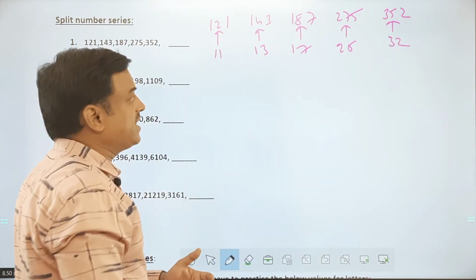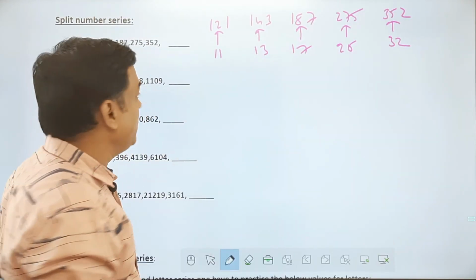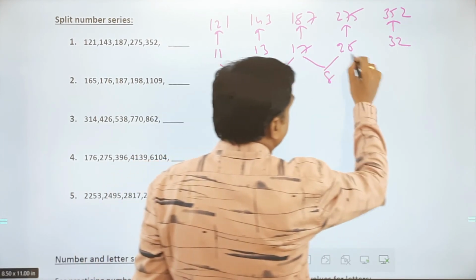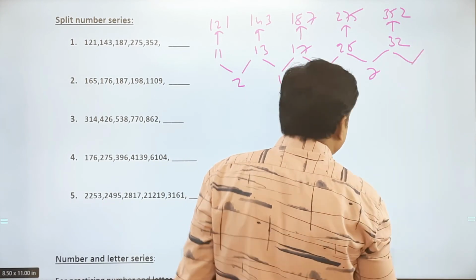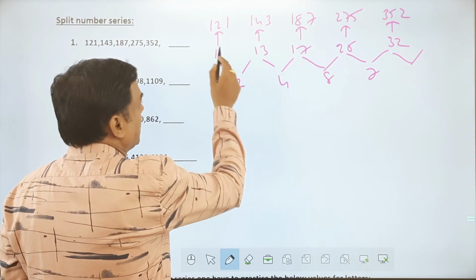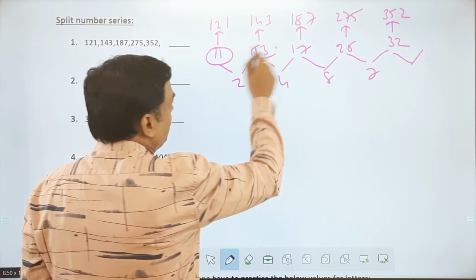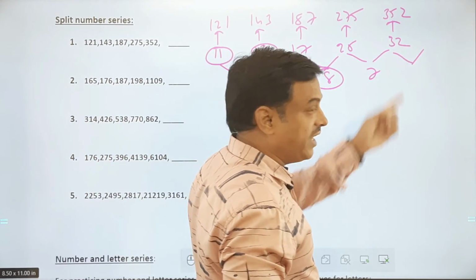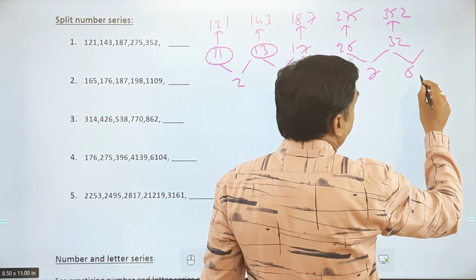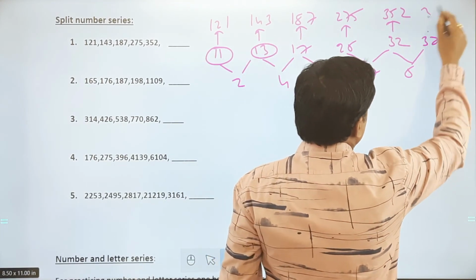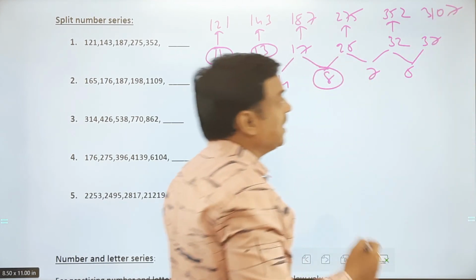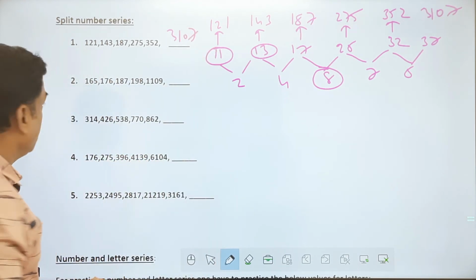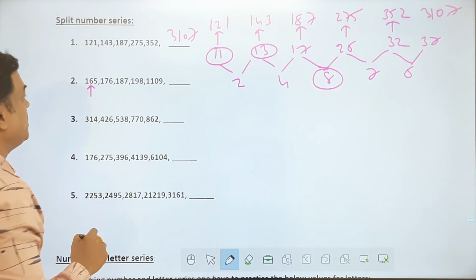So how do we get my next number? You see, 11 and 13 have a difference of 2. Here the difference is 4. Here the difference is 8. And here the difference is 7. So the next difference, how do I get? What is this 2? Can I say 1 plus 1, 2? 4, 1 plus 3, 4. 8, 1 plus 7, 8. Like that, 2 plus 5, 7. So I added 5 and 7. 3 plus 2, 5. I should add 5. Then it becomes 37. So 3 and 7 at the ends, with 10 in the middle. So 3107 is the answer.